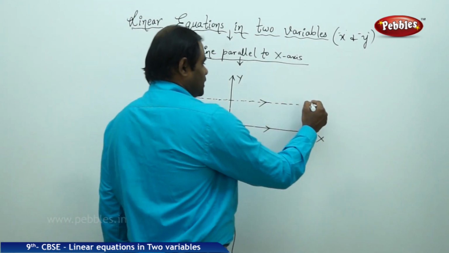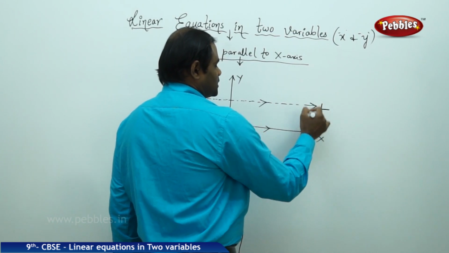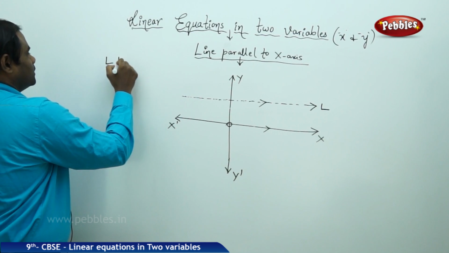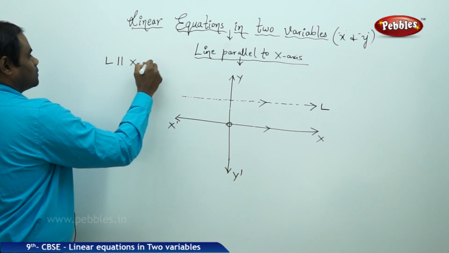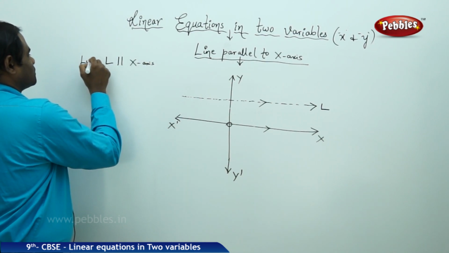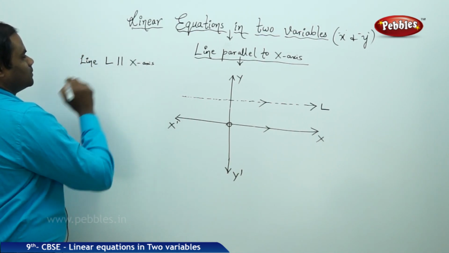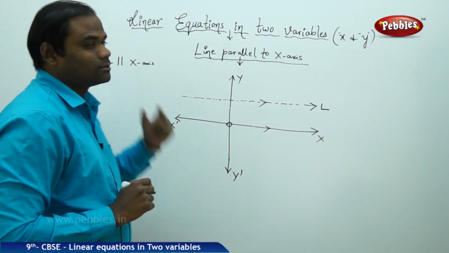Therefore, let me say the line L is parallel to the x-axis. This is the representation for parallel. So line L is parallel to the x-axis.